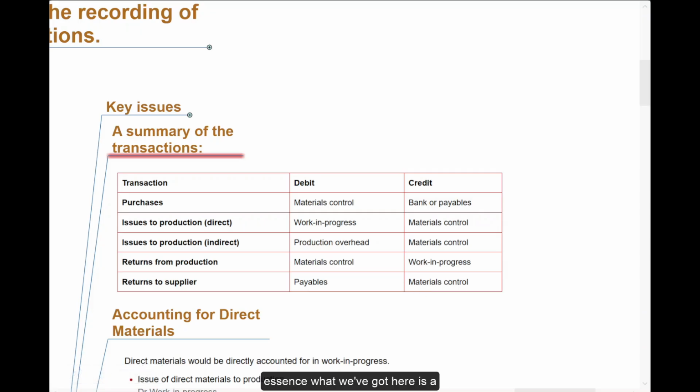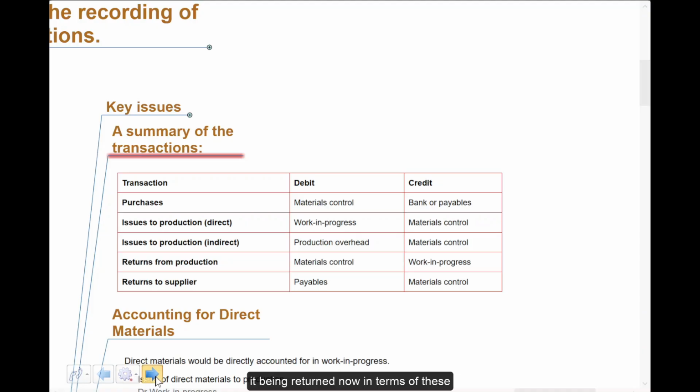So in essence, what we've got here is a 5-part process that involves really a purchase of material for use in production and several transactions that involve really bringing that material into use, let's say in a manufacturing business, and the possibility of some of it being returned.